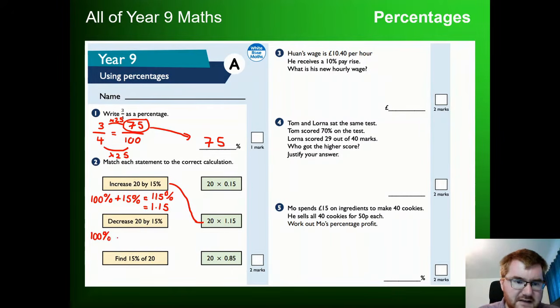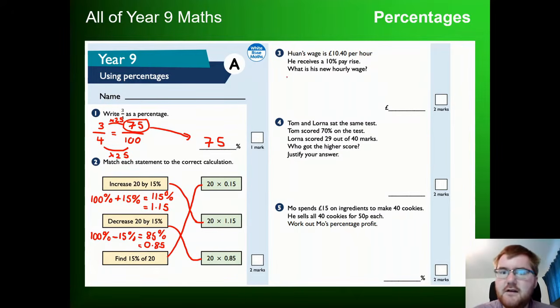Decreasing works in a very, very similar way. So we do 100% minus 15% because we're decreasing, getting smaller. That's equal to 85%. And you can probably see where I'm going with this. So as a decimal it is 0.85. So this must match up here. And then by elimination, that classic technique, this one here must match up to just finding 15% on its own.